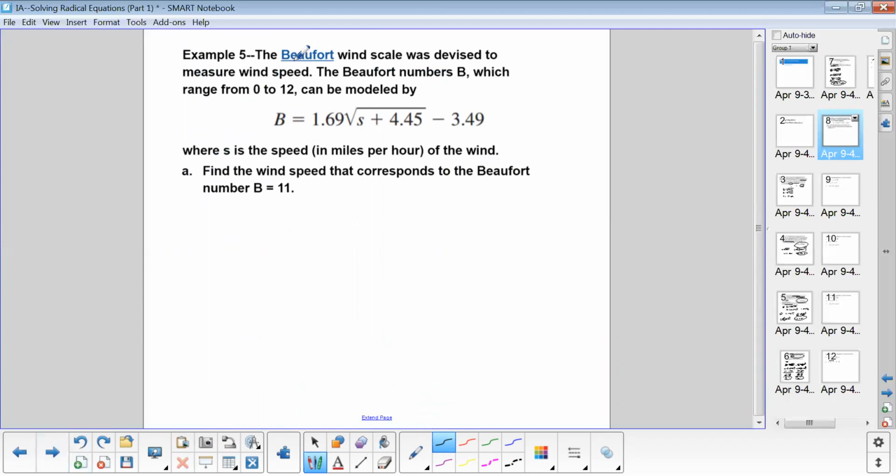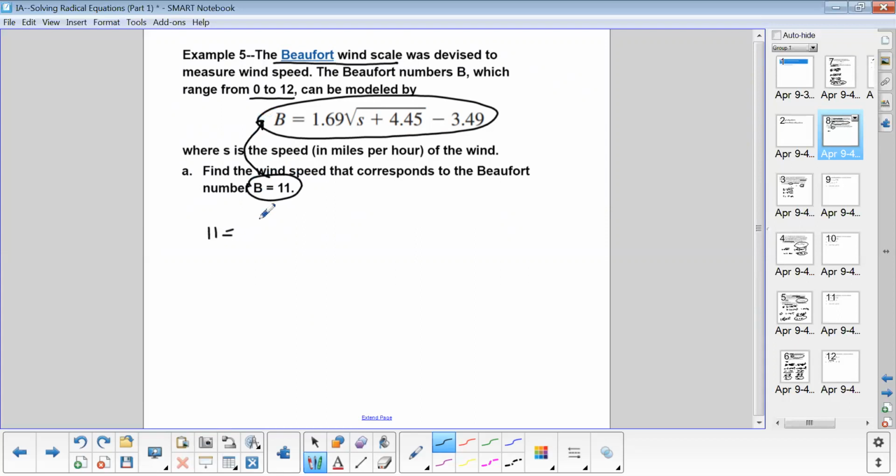Example 5 discusses the Beaufort wind scale, and it was devised to measure wind speed, and there's a link in the presentation that'll take you to kind of where that was developed and the numbers that are used. Beaufort numbers represent from 0 to 12 and can be modeled by this function. So this S represents speed of the wind. If we said the Beaufort scale was 11, that's just going to be substituted in for B.